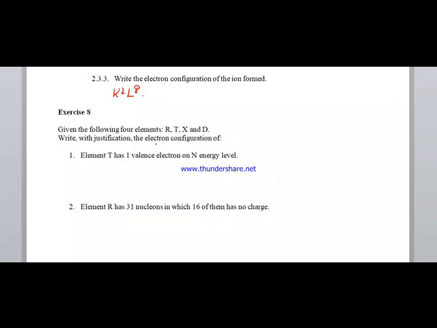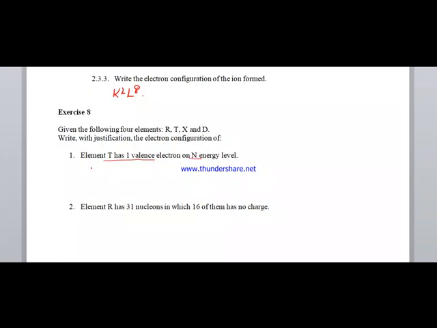Okay. As I will continue solving exercises. Exercise 8 gives the following for elements R, T, X, and D. Write with justification the electron configuration of an element T that has one valence electron on the energy level M.